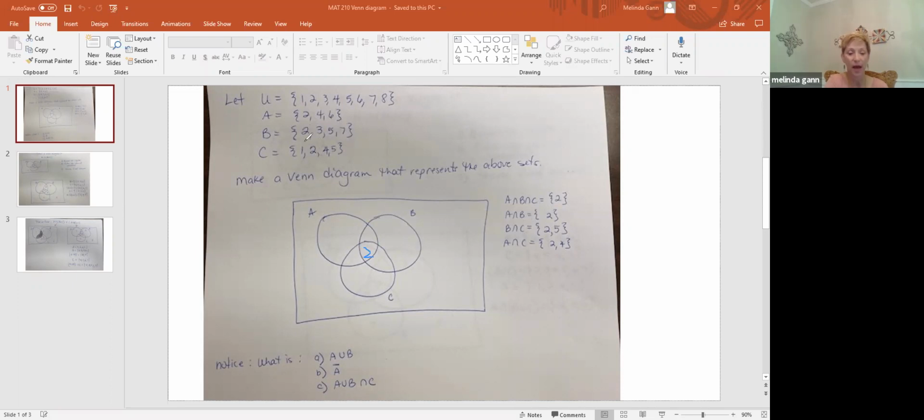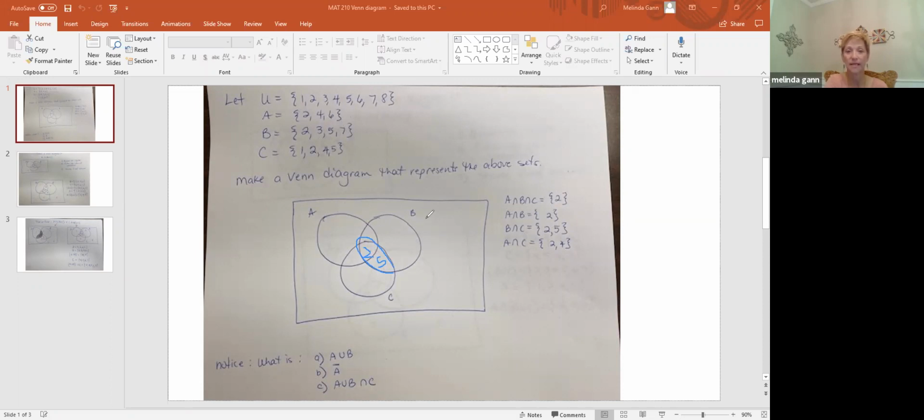Now look at B and C. B and C both have a 2, but they also both have a 5. Now B and C overlap in this teardrop shape, so there's supposed to be a 2 and a 5 in there. There's already a 2, but there needs to be a 5. Do you understand why I've got to put the 5 here? I can't put the 5 there. It would put it in A, and A doesn't have a 5 in it. So now I've got 2 and 5 where B and C overlap.